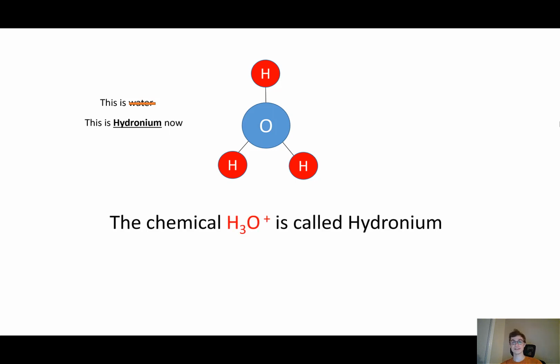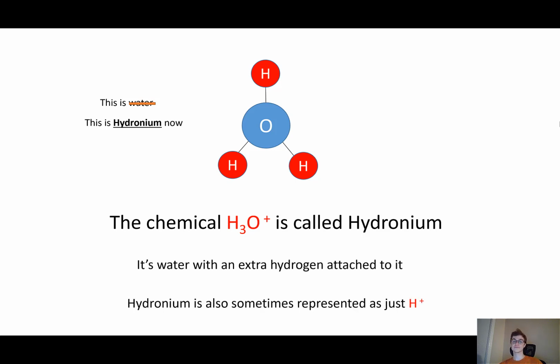H3O instead of H2O is called hydronium. Sometimes you write it with a little plus because it's positively charged, but that's not necessary. It's water with an extra hydrogen attached to it. Sometimes we also represent it as just this extra hydrogen, so we write it with just H+. So if you see H3O, or you see H+, like a hydrogen but positive and in water, it's hydronium.